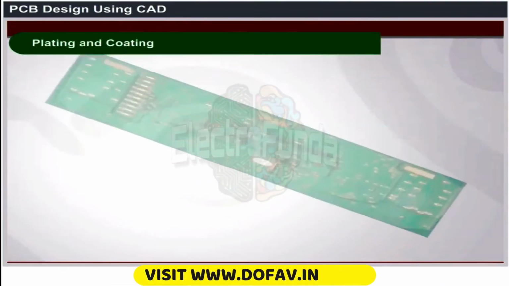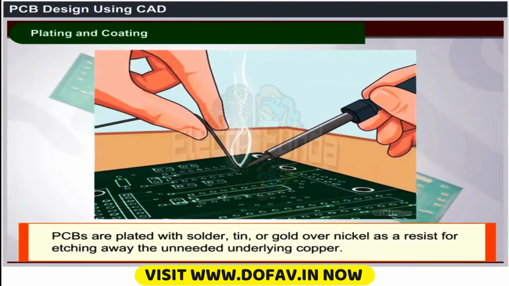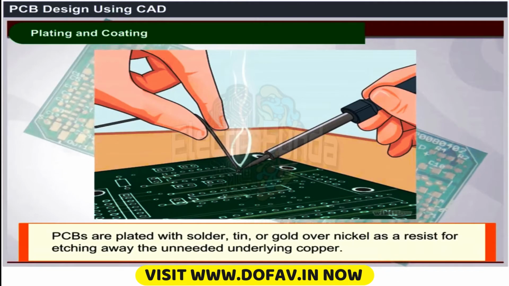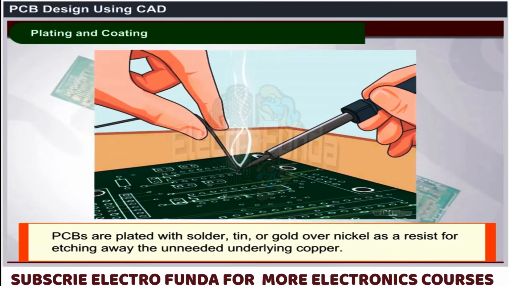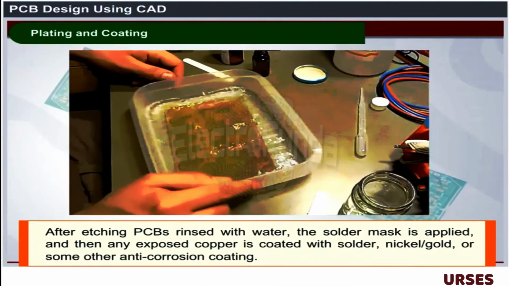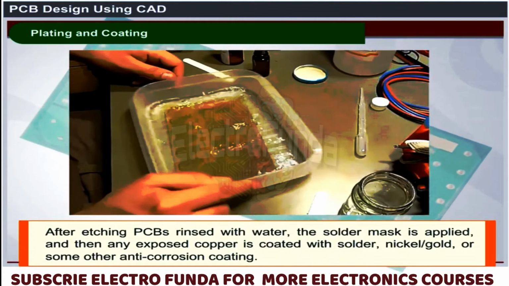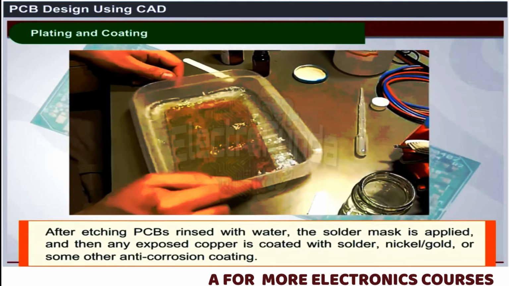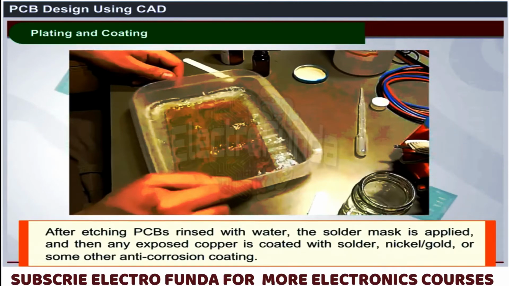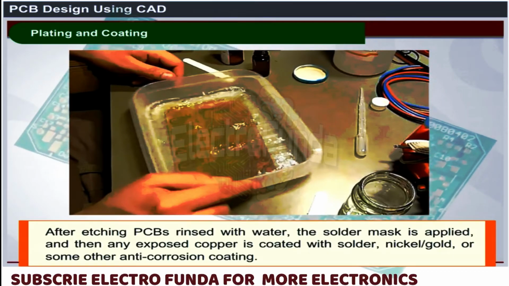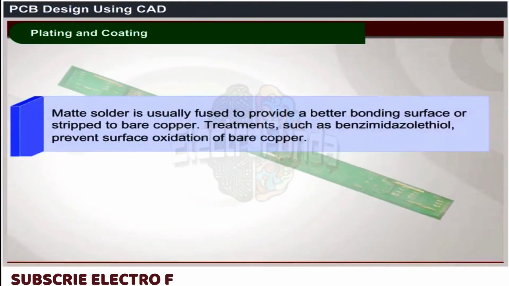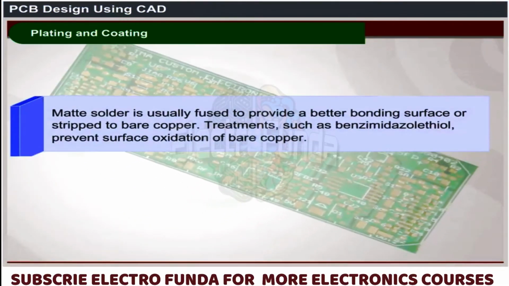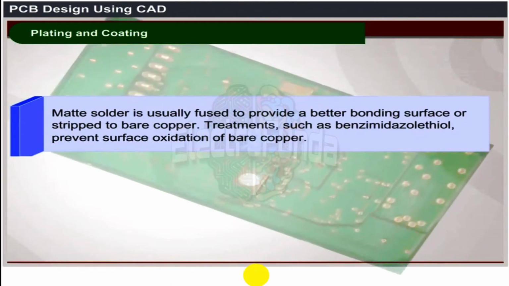Plating and coating. PCBs are plated with solder, tin or gold over nickel as a resist for etching away the unneeded underlying copper. After PCBs are etched and then rinsed with water, the solder mask is applied and then any exposed copper is coated with solder, nickel or gold or some other anti-corrosion coating. Matte solder is usually fused to provide a better bonding surface or stripped to bare copper.